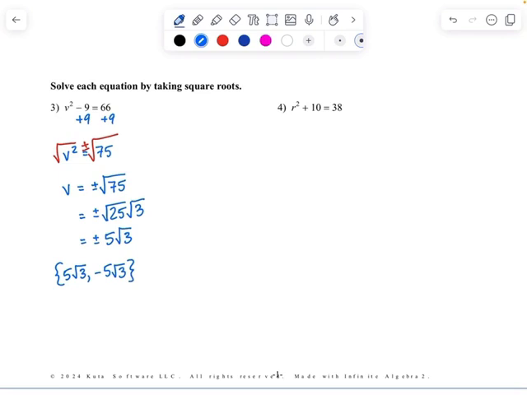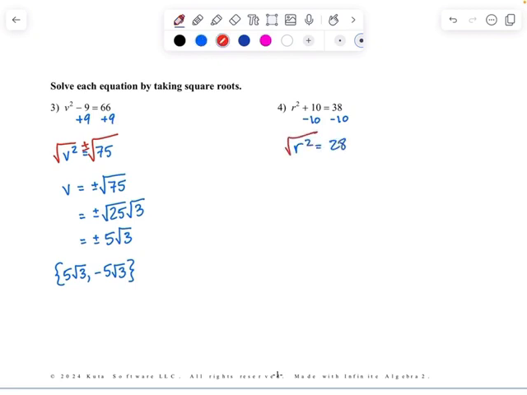Moving over to number 4. Similarly, I want to move this positive 10 over to the right side as an initial step. I'm going to do that by subtracting 10 from both sides. That will give me r squared equals 28.